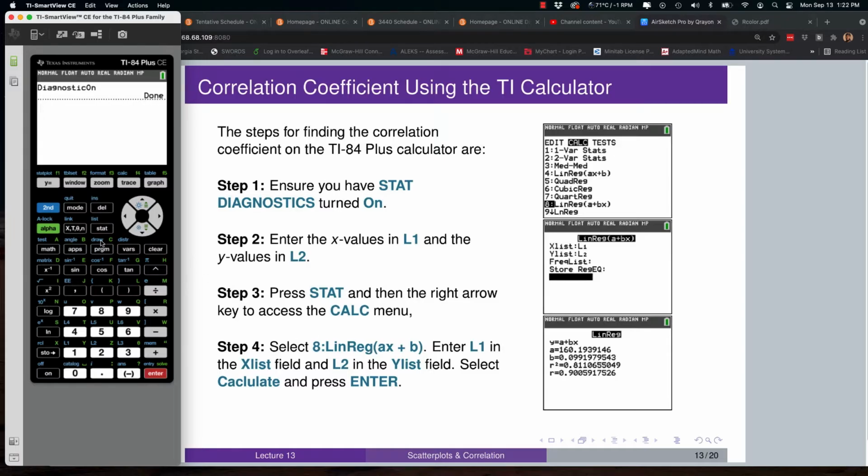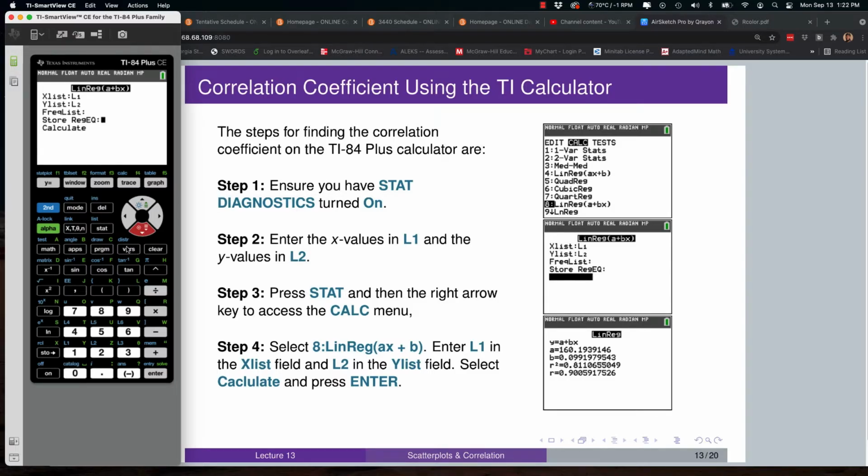Now if I go to stat, since my data is already in my list 1 and list 2, and go over to calc and then go down to LinReg a plus bx, you could technically use LinReg ax plus b, but number 8 is more for a stats class. We choose option 8, make sure we have list 1 and list 2 here, and skip the freq list, you don't need that. If you wanted to plot your regression line on top of your scatter plot, you can do that here if you want.